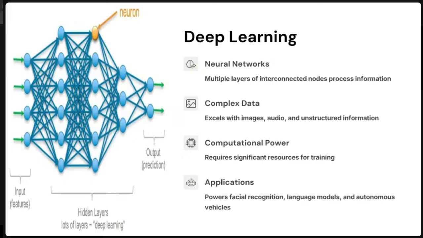So we have neural networks, which are more for complex data like images, audio, unstructured information, and all those things. Not really only numbers. When you have numbers, most times it's better for you to use classical machine learning models, right? That's the supervised learning and all that. Then computational power is significant. This is where the use of GPUs really comes in, and we have frameworks for this.